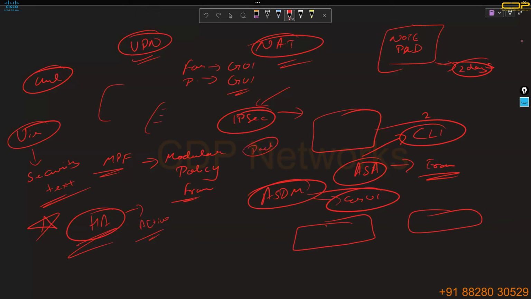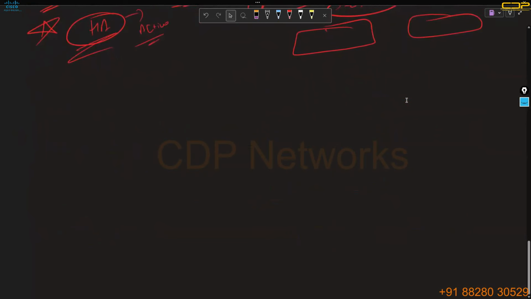We will do packet capturing, debugging and all those things. Then we will see NAT on the routers also. Then we will talk about remote access VPN, and we will do some remote access VPN labs. So these are the topics that we are going to cover on our ASA during this course outline.